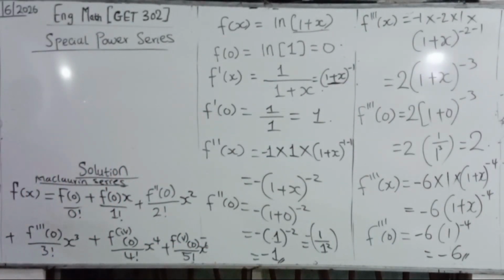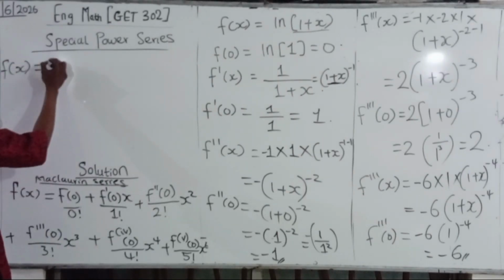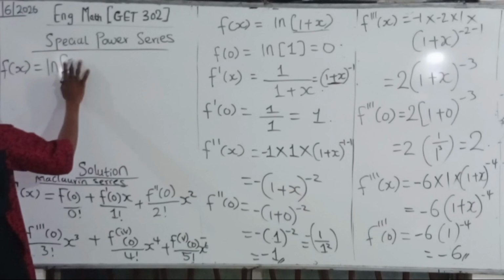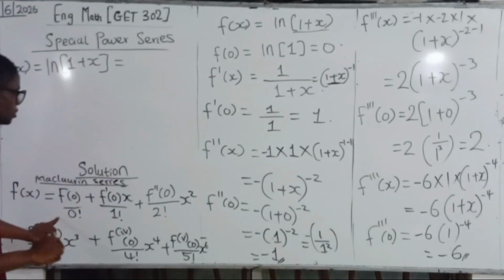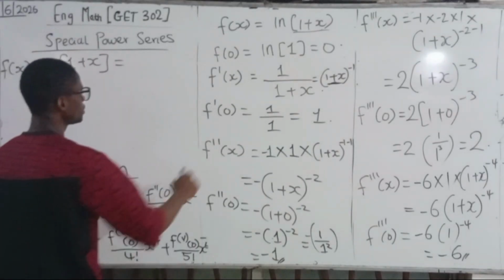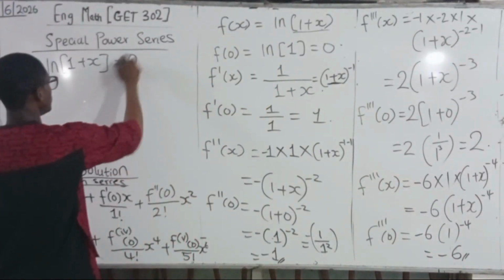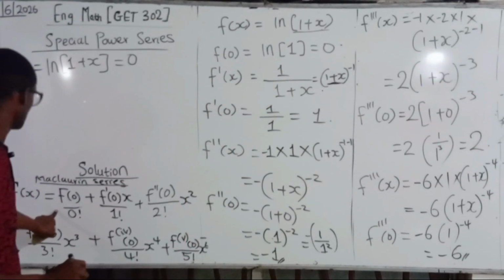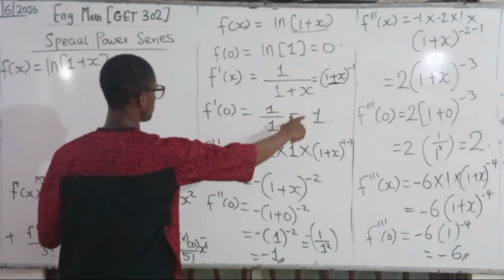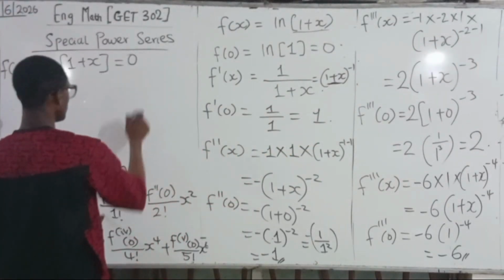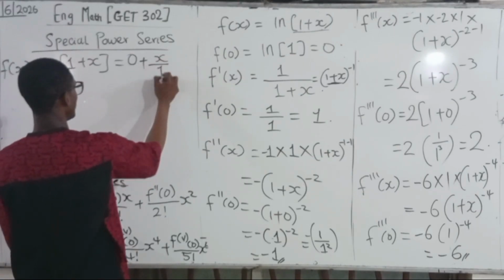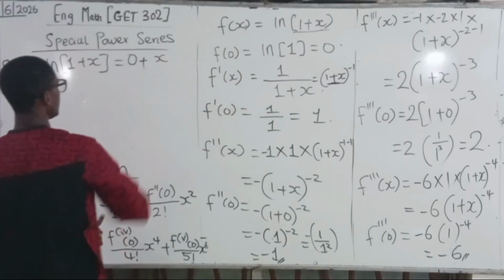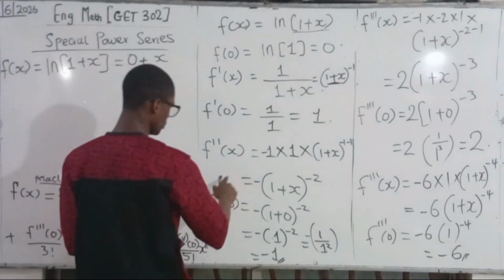It seems to be short anyway, but for the sake of time, let us have this as ln(1 plus x) being equal to f of 0, which gives us 0, then f prime of 0 gives us 1. So it will be plus 1 times x, which is still x all over 1 factorial, which will still give you x. Then f double prime.